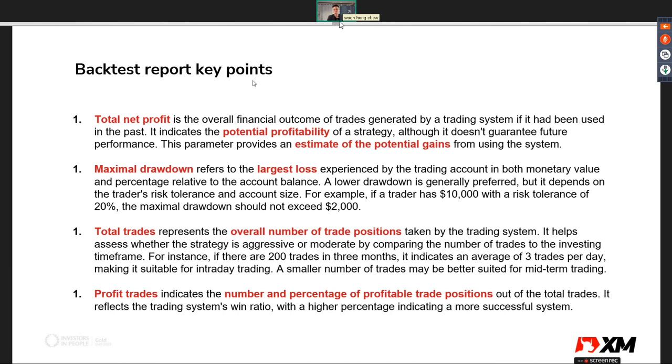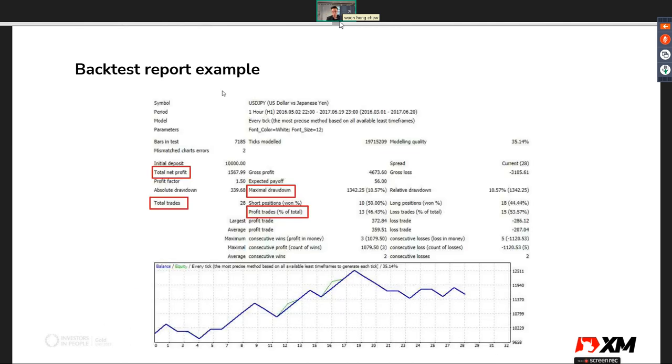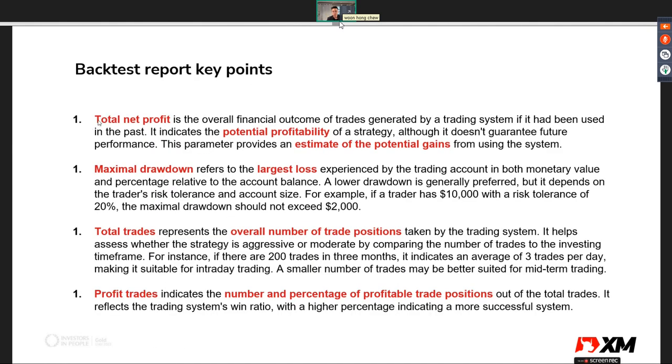So, backtest report key points. As mentioned previously: total net profit, maximal drawdown, total trades and profit trades. Total net profit is the overall financial outcome of trades generated by a trading system if it had been used in the past. It indicates the potential profitability of a strategy, although it doesn't guarantee future performance. This parameter provides an estimate of the potential gains from using the system.